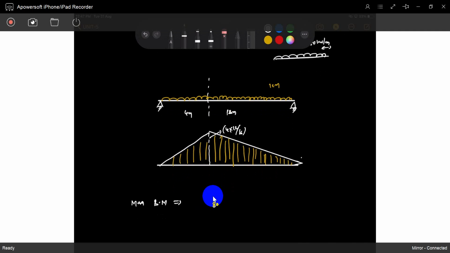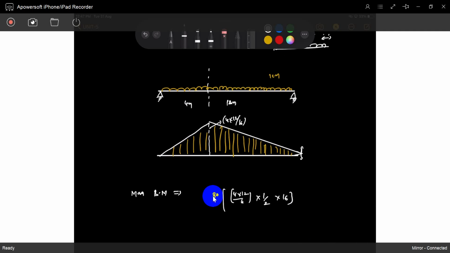What is that value? 80. So you have to take 80 times the area of this section. What is the section area? So what is that value? 4 into 12 by 16 of the span, the area of the ILD. 16 cancels 2, so 6 into 32, multiplied with 80. What is it? 2560. That's it, na?